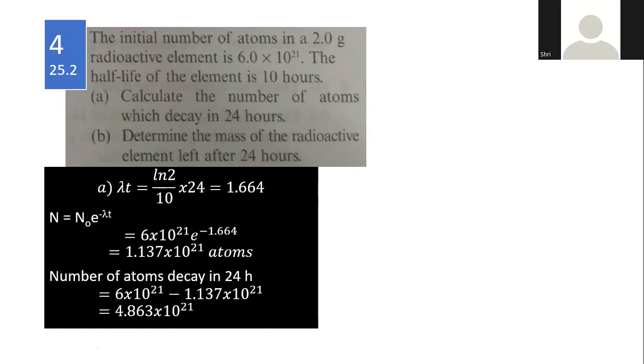Okay now. Anything that is not clear? Right? We have calculated the number remaining. This is the number remaining after 24 hours. Right? Determine the mass of radioactive element left. How to do that? The mass initially is 2 grams. What should I do?